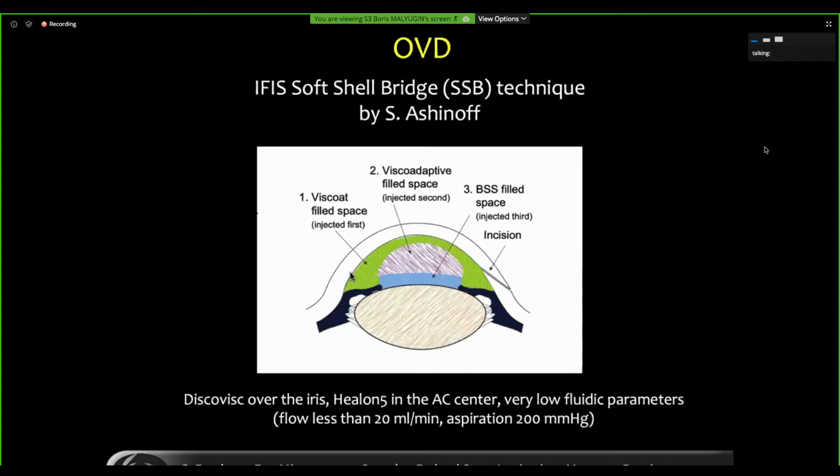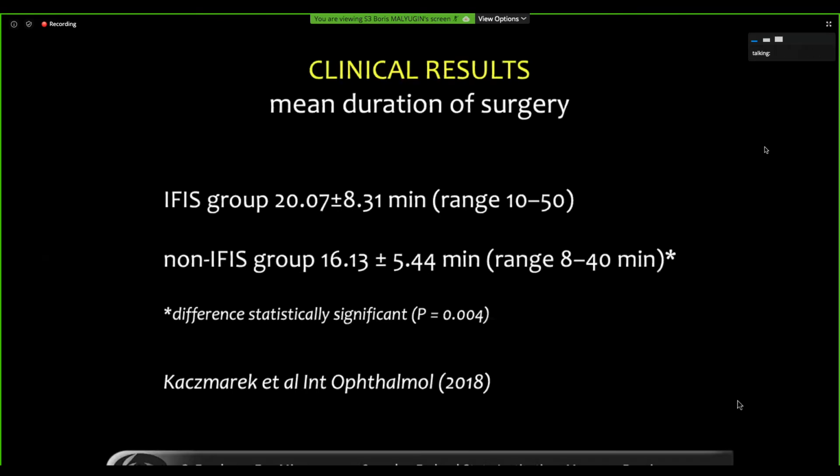dispersive viscoelastic is coating the cornea. Viscoadaptive is located in the center of the anterior chamber, and above the capsular plane there is a VSS field space, which helps to manipulate within that area. But you have to keep in mind that you need to keep the fluidic parameters very low, flow less than 20 ml per minute, and aspiration 200 millimeters of mercury. Clinical results are quite variable.